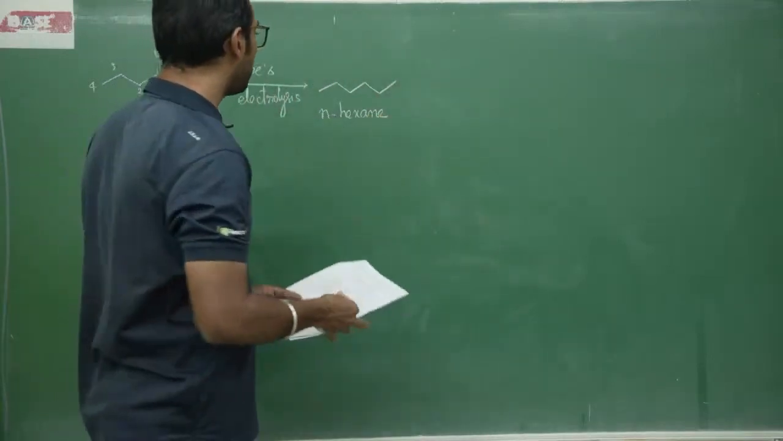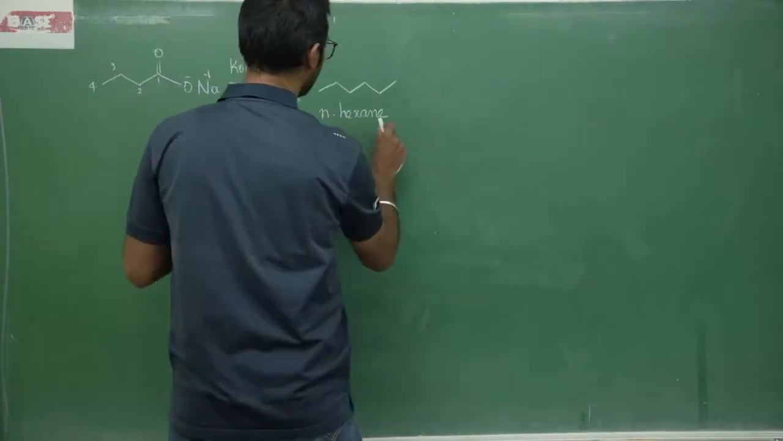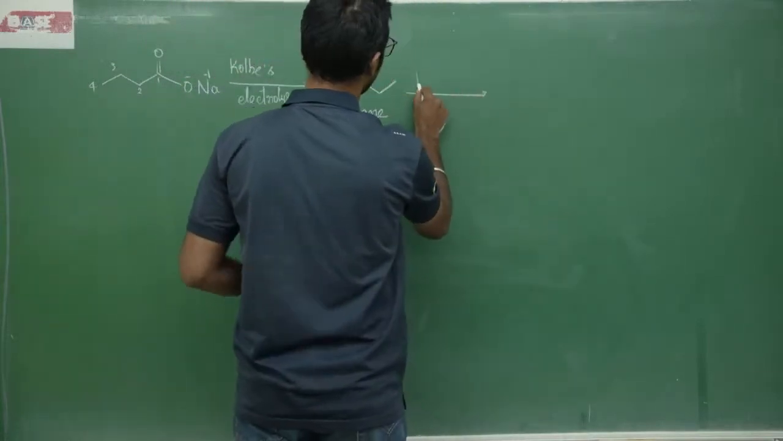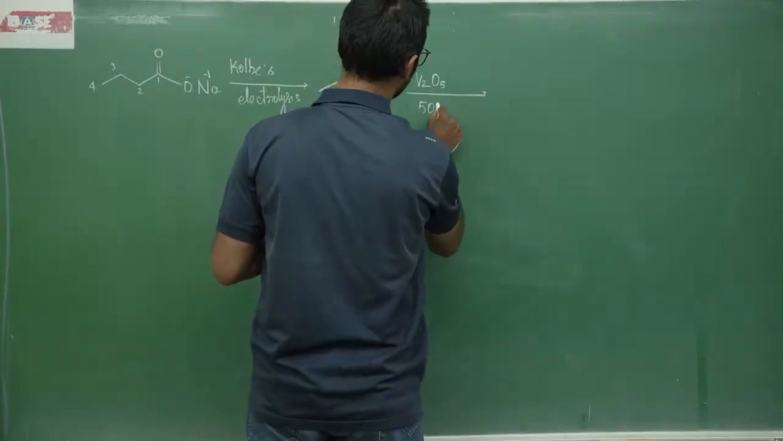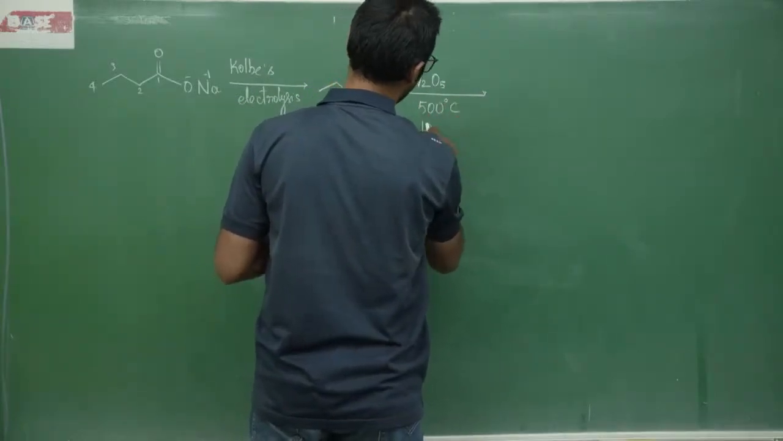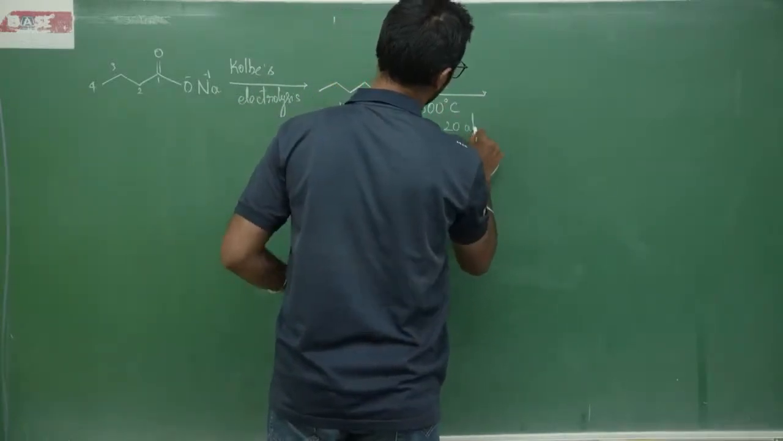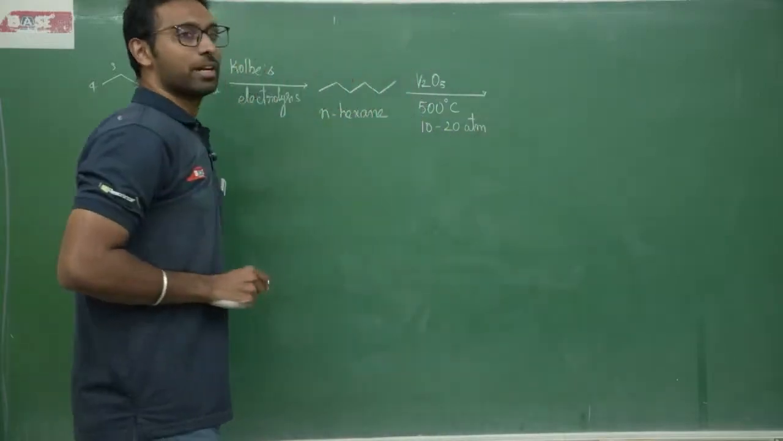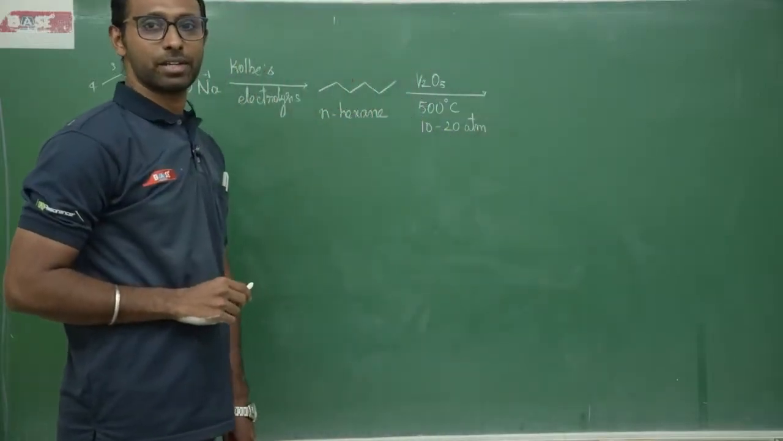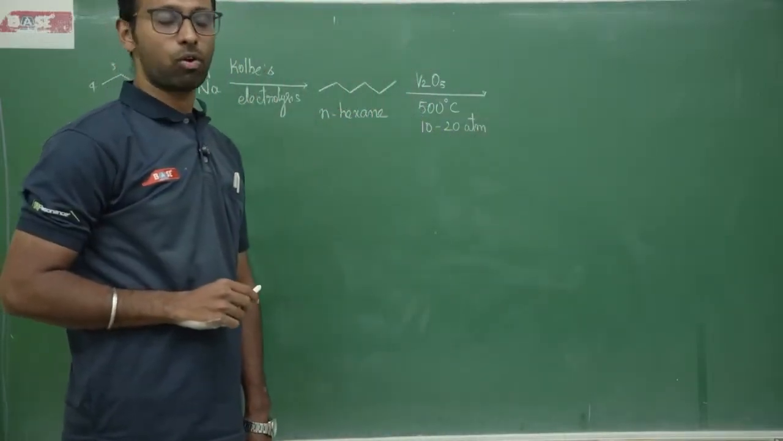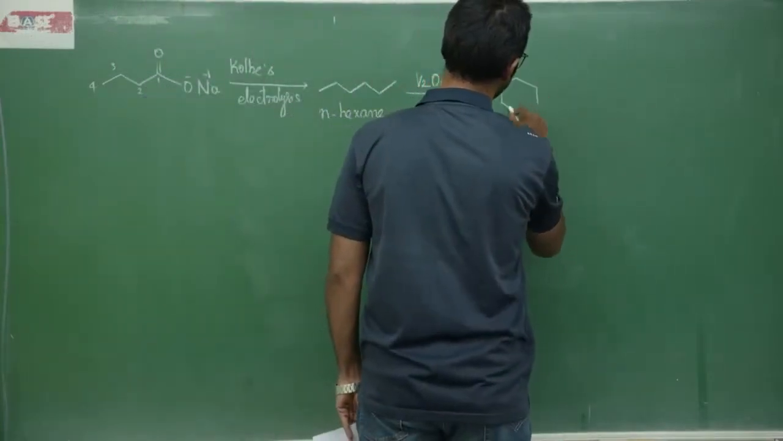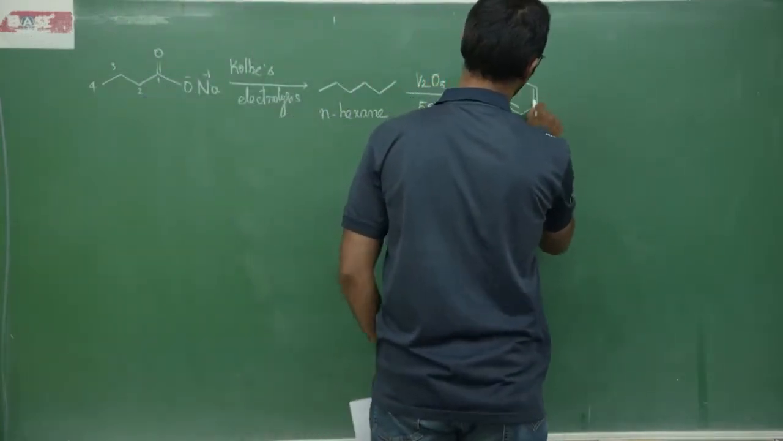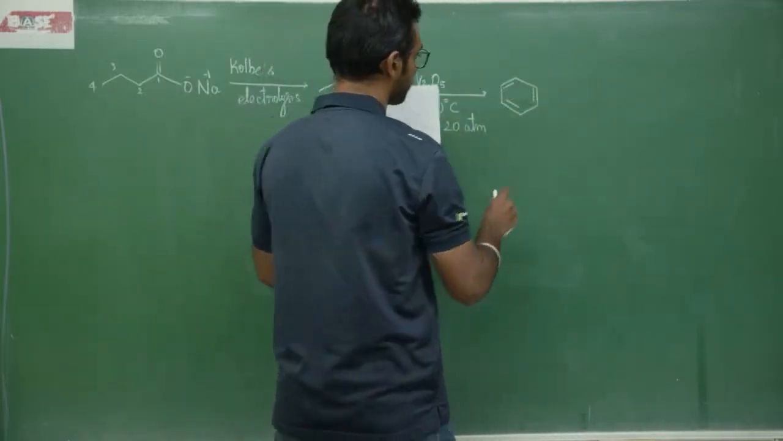And then subsequently in the next step, you are reacting it with vanadium pentoxide at a temperature of 500 degrees Celsius, 10 to 20 atmosphere. So in these conditions, there is going to be cyclization and subsequently an aromatic compound is formed due to dehydrogenation. So you get benzene. So this is Q.